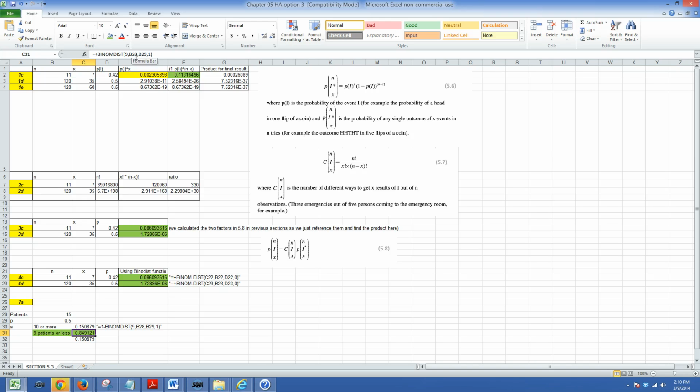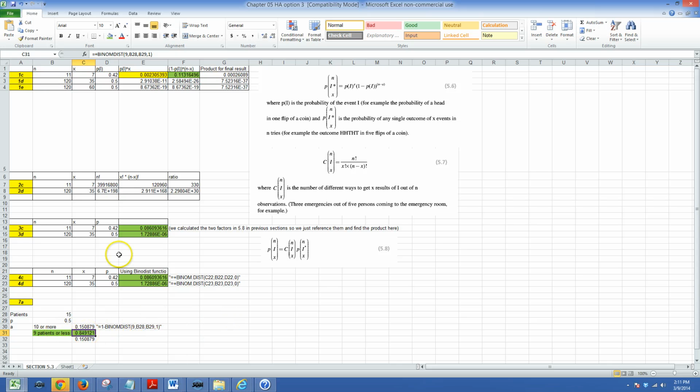B28 is going to be the number of patients. B29 is the number of successes, the probability of success. And then we use 1 because we're looking for cumulative. So what this 0.849 represents is the probability that the dentist will see 9 patients or 8 patients or 7 or 6 or 5 or 4 or 3 or 2 or 1 or 0 who will need filling.